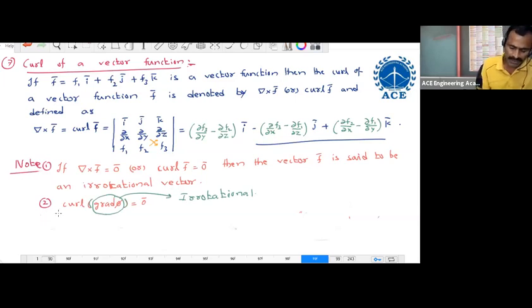Next, note point number 3. Div of curl F bar equal to 0. If we find the divergence for curl of any vector function, then this is always 0. Divergence is 0 means solenoidal vector or divergence free. For any curl, if we find a divergence, that is always 0. So every curl is solenoidal.